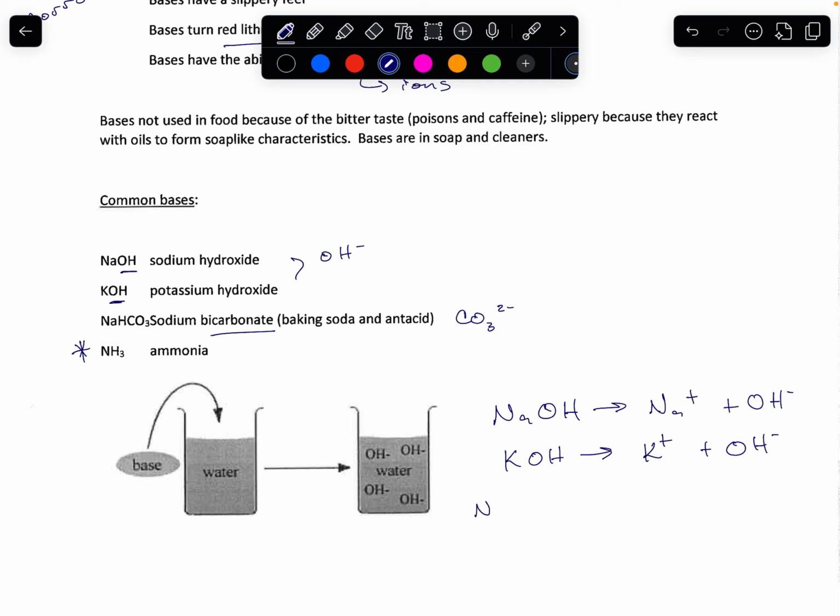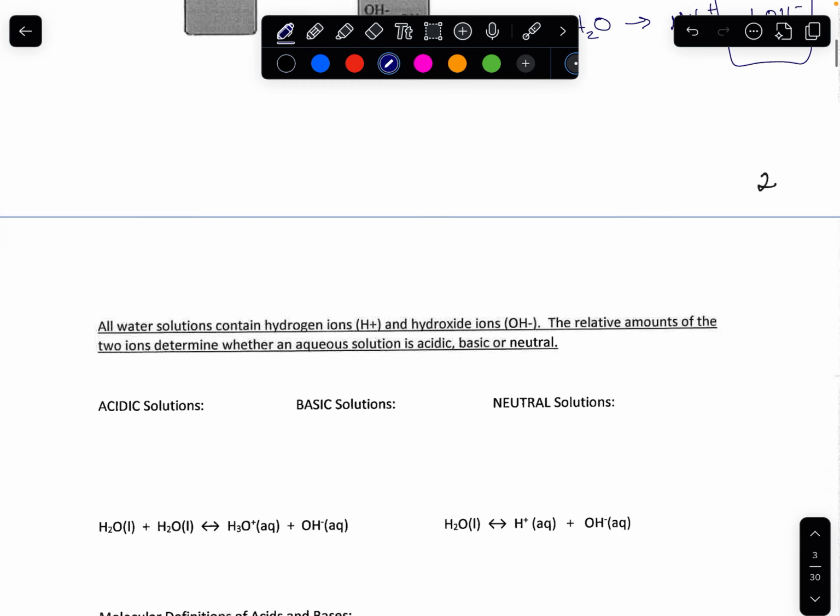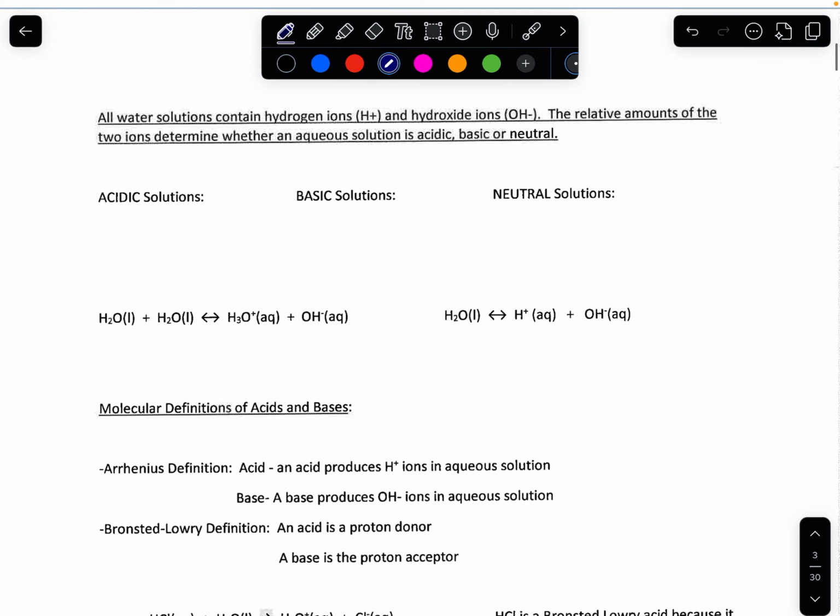All right, ammonia, this one's a little bit different, because I don't have that OH in there. So what I'm going to do is add in some water. And what's going to happen is I'm going to form the ammonium ion, NH4 plus, and what's left behind from my water is going to be my OH minus. So I'm making those OH minus ions here. That's what's making these guys a base. All right, let's flip on over.